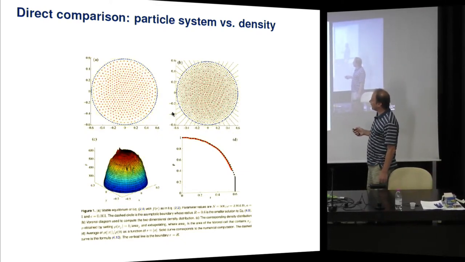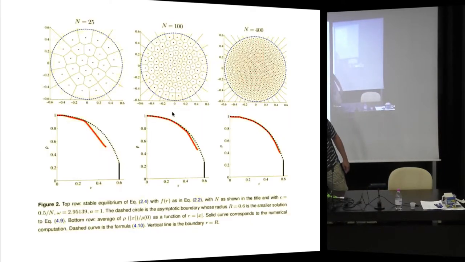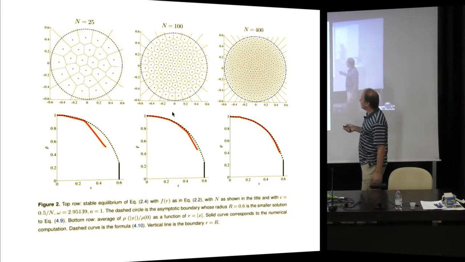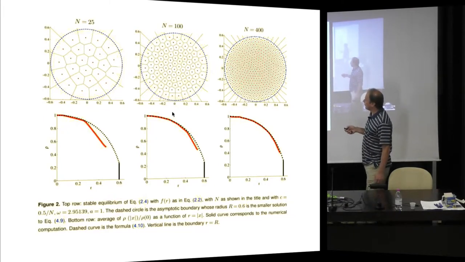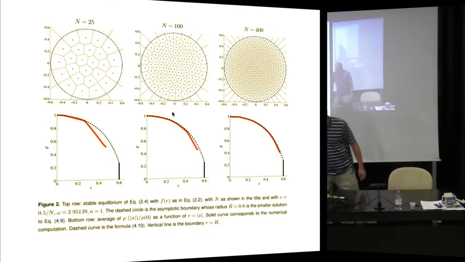You can do that by looking at Voronoi cells, right? And then the analytical prediction here agrees extremely well, even for a small number of vortices, even for like 25 vortices. And this here is because of the edge effects. It's hard to compute Voronoi cells when they're unbounded, right? But otherwise it works well.